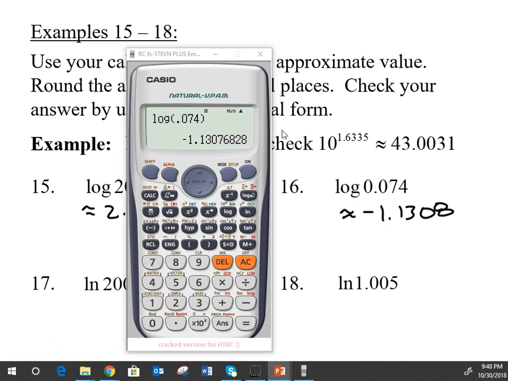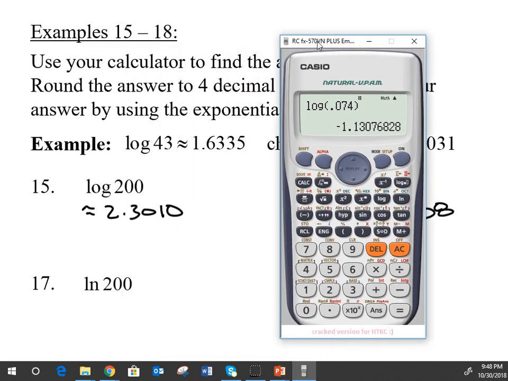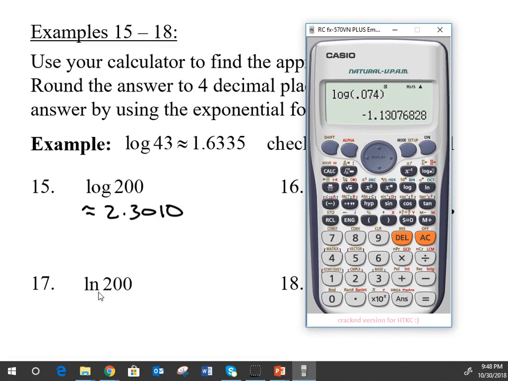The next one we have, you'll notice, is a natural log. Your calculator will also do natural logs. So the natural log of 200 is, here's the natural log button, 200. Close that up, and you've got approximately 5.2983.